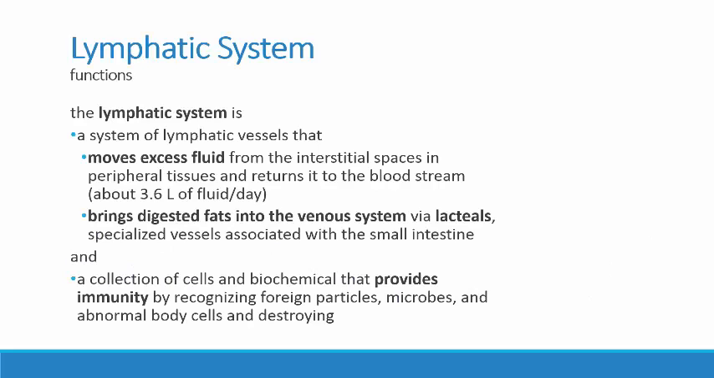So the lymphatic system is a system of lymphatic vessels. Their job is to move excess fluid that accumulates in the interstitial spaces out there in the peripheral tissues, and it returns it to the bloodstream, and moves about a gallon a day, 3.6 liters of fluid every day.